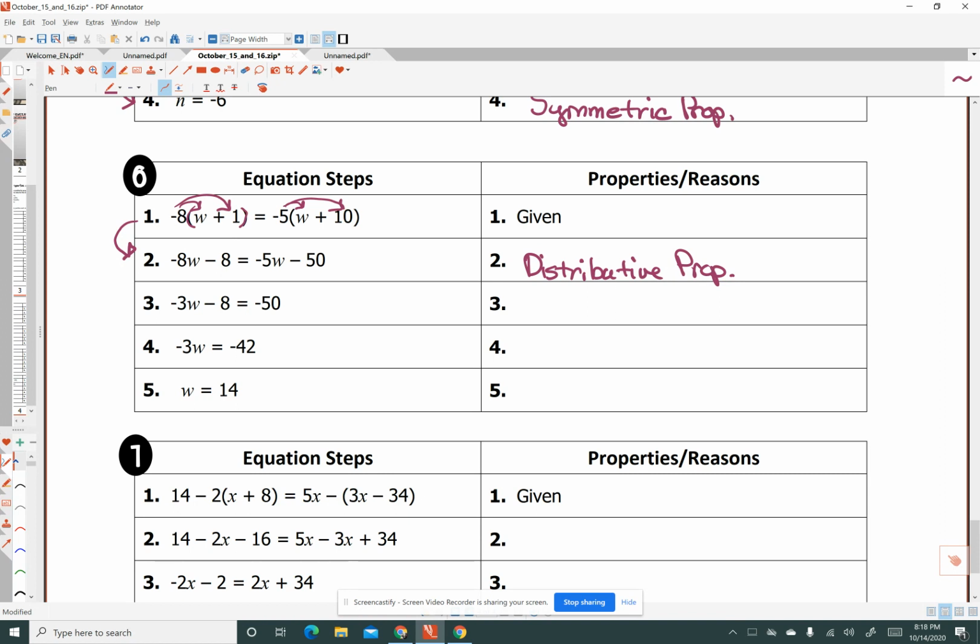So now it looks like we added 5w to each side of the equation, which got us to negative 3w minus 8 equals negative 50. So that was the addition property of equality.